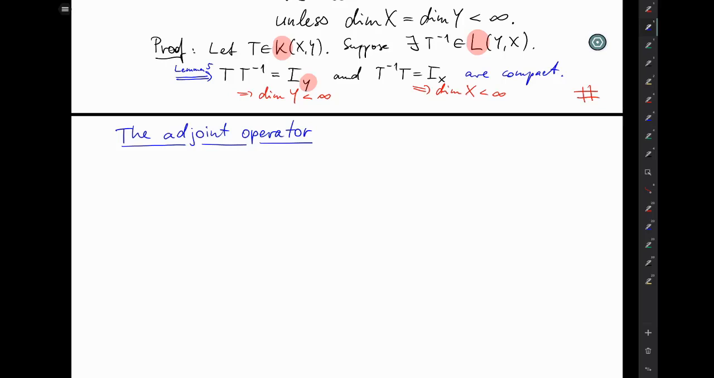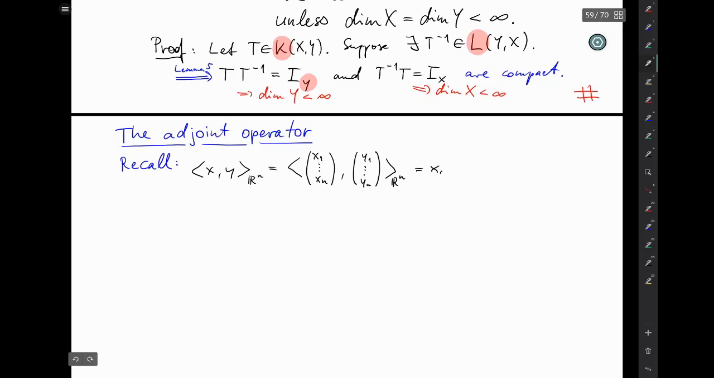Next topic in section 2.5 is the so-called adjoint operator. And also here we have to recall something about the spaces before we can come to the operator. So let's quickly recall how the scalar product of two vectors in Rn is computed. And of course we know how that goes.